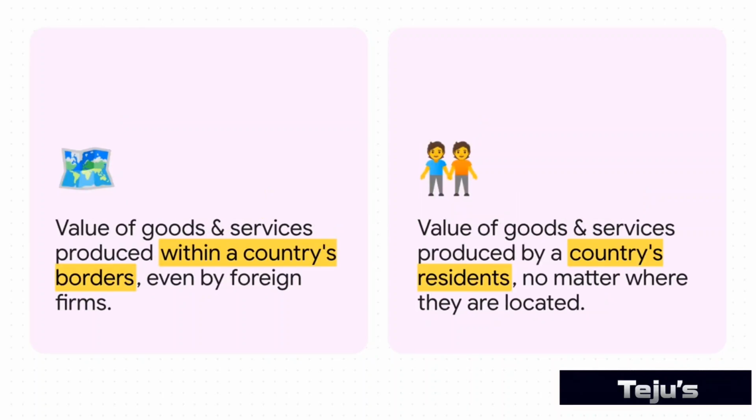Next up, we've got GDP and its close cousin, GNP. The difference is all in one letter, D for domestic versus N for national. GDP is all about location. It measures everything produced inside a country's borders, even if it's a foreign-owned company doing the producing. GNP is all about ownership. It measures everything produced by a country's citizens, even if they're working overseas.